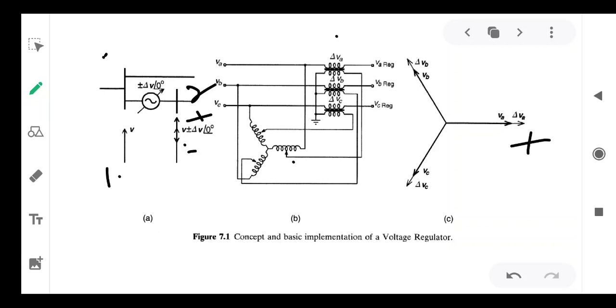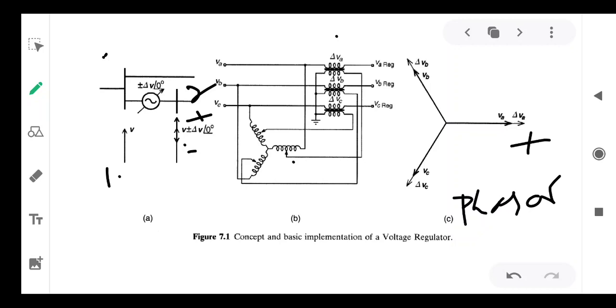This is the phasor diagram of the voltage magnitude control. This is normal voltage magnitude control. We can also adapt it for thyristor control, we will see later. So let us look at the summary of this voltage control.